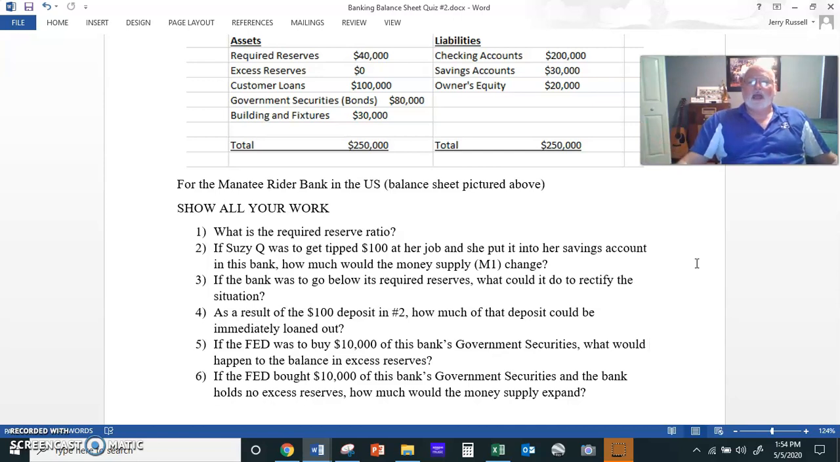Okay. So what happens is the money supply could expand 10,000 times the money multiplier, which is 1 over the reserve ratio. And in this case, the reserve ratio is 20%. 1 divided by 0.2 is 5. So 10,000 times 5 is equal to $50,000. And that is how much the money supply could expand. How's that for a short and sweet explanation?